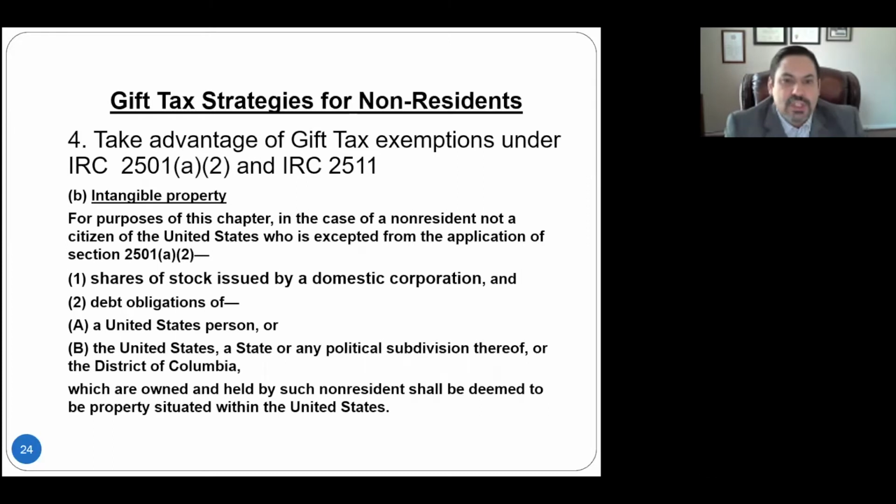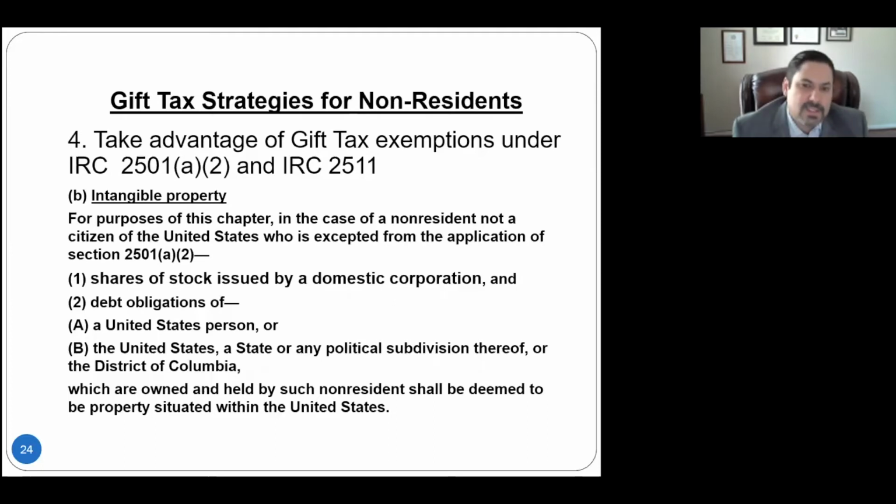Another huge exemption for gift taxes for non-US residents that is not available to US citizens is transfers of intangible property. And this one's huge because when it comes to our clients, we use this one a lot. So a non-US resident can transfer intangible property and not be subject to gift taxes. So we look at the code there, 2501, they can make gifts of shares of stock in a domestic corporation. Okay, so that one's huge.